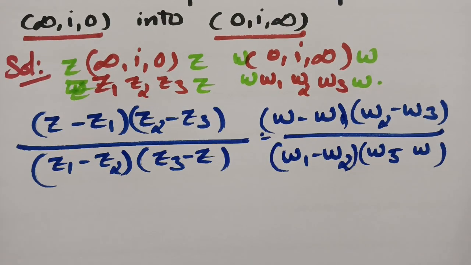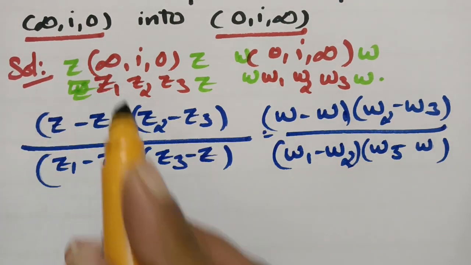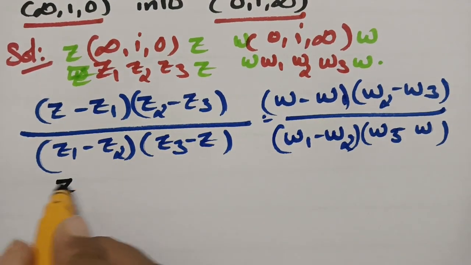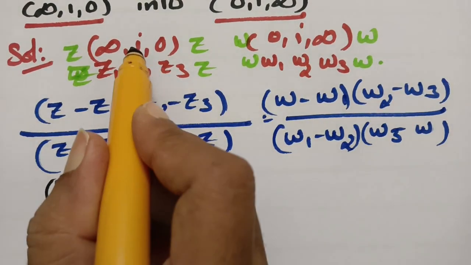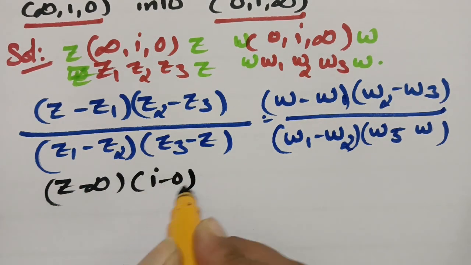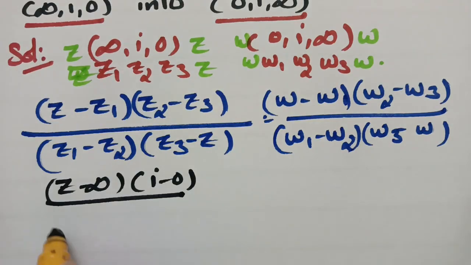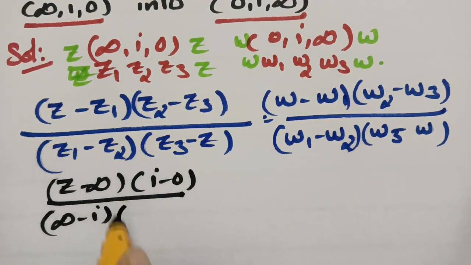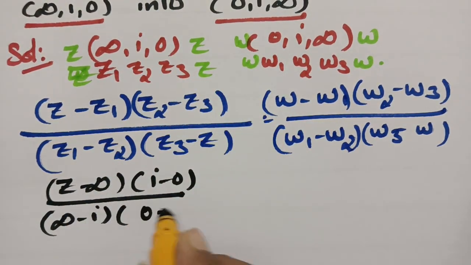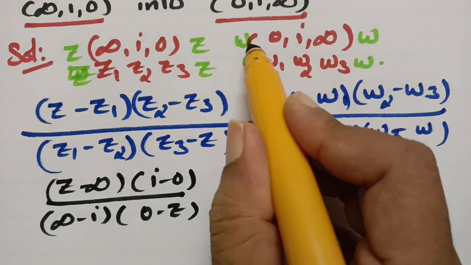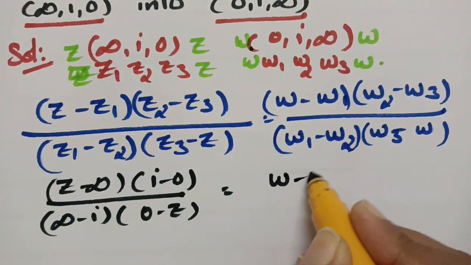Clear? Now I am going to substitute each and every point here. So here z minus infinity. See here, if I substitute, this will be z minus infinity and next one i minus 0. Is it not easy? And next we have to start from here. Infinity minus i. So this is infinity minus i and this is 0 minus z. And next one here w minus 0.